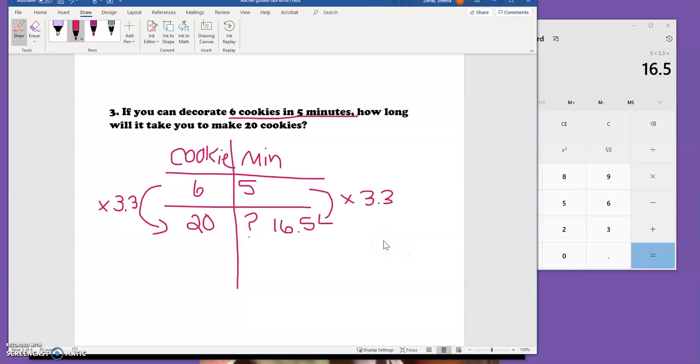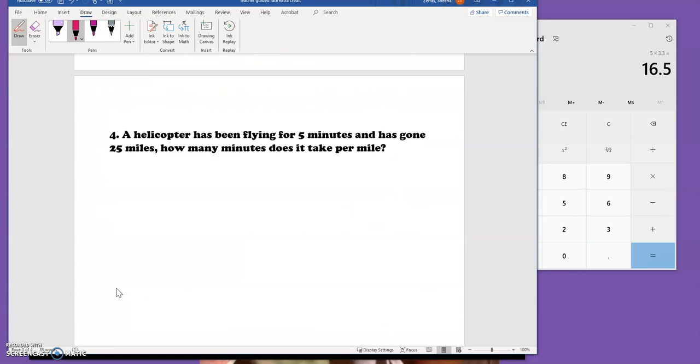Organizing the information in a table is one way. And on the last problem I'm about to do, I'm going to show you how to organize it if you wanted to do it as fractions. All right, in number 4, just by looking at it, I know I'm only told 1 rate. I can just see I'm finding out about a helicopter. It goes 5 minutes is 25 miles. That's 1 rate, so it's comparing minutes to miles. And I want to use that to figure out how many minutes it will take per mile.